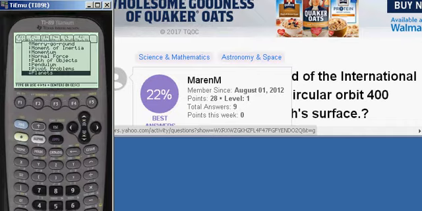Physics, to get to my main menu, I'm already at planets. You scroll down to planets. And we're going to scroll down here because we want to find the period. Here's period of orbit.